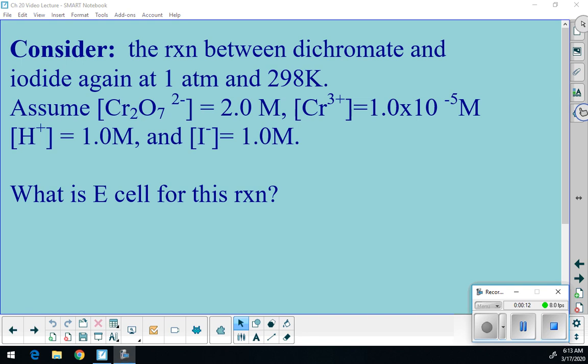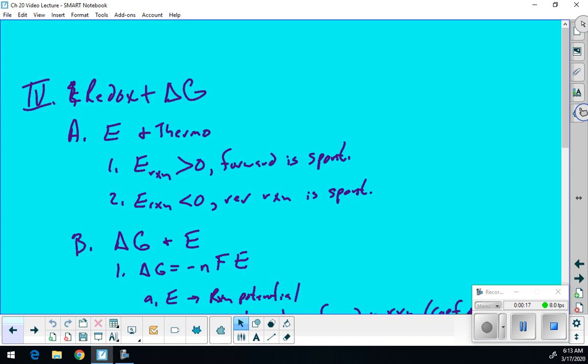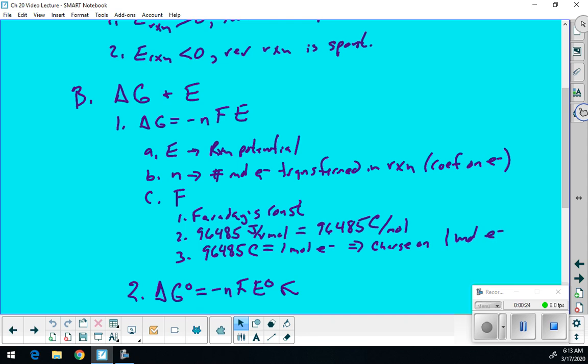And last time we were talking about delta G, right? We were talking about redox and delta G, and we said there's this relationship between delta G and E, and that is my Gibbs free energy is equal to negative NFE. And we said N is the number of moles of electrons that are transferred in that redox reaction, E is my cell potential or my reaction potential, and F is Faraday's constant, 96485 joules per volt mole.